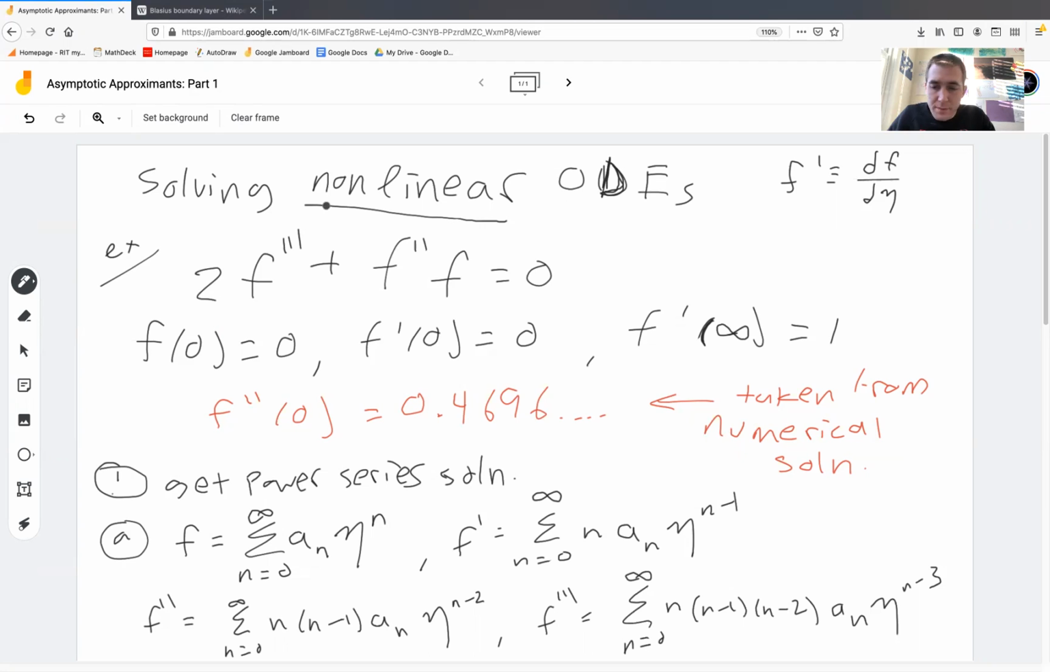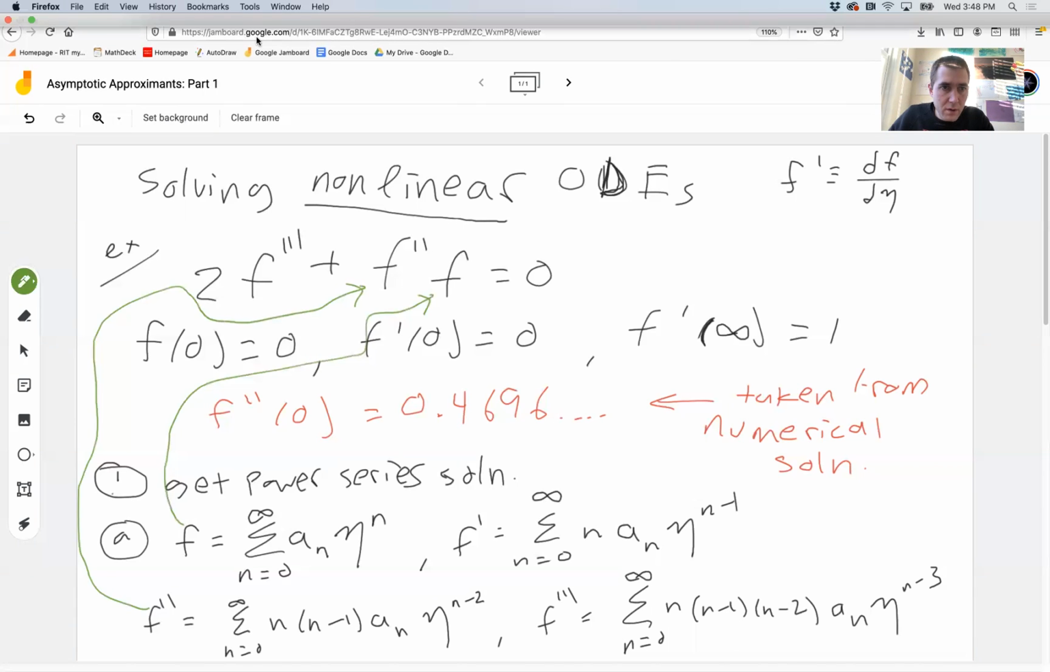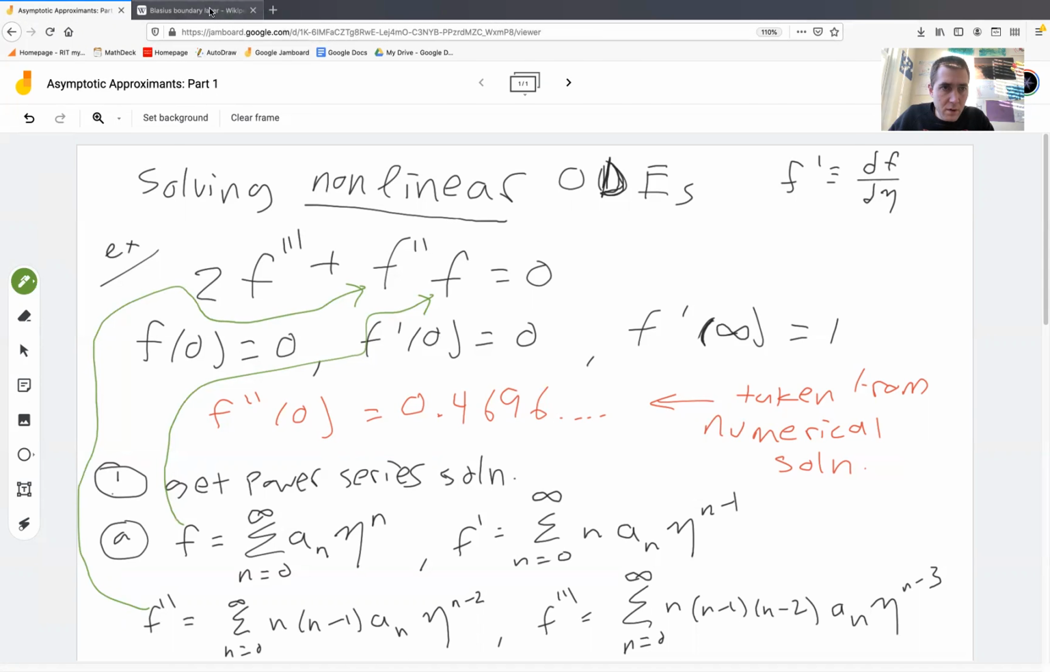Okay, and so then we're going to put all these in. Okay, so this goes in there. This goes in there. Was it second derivative? And then this goes right there. Okay, so you plug them all in. And what do we end up with?